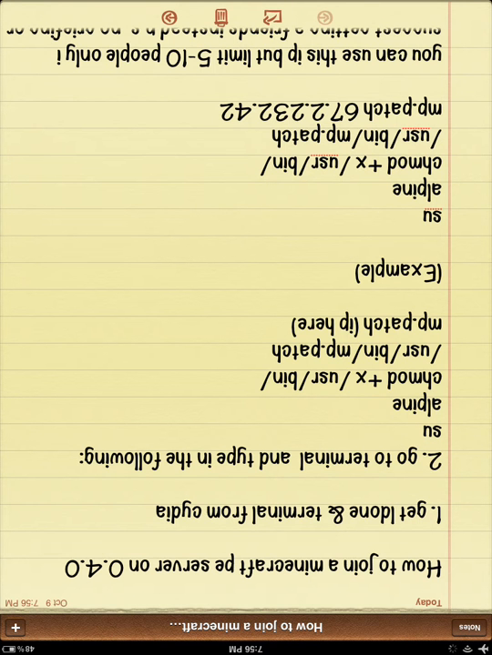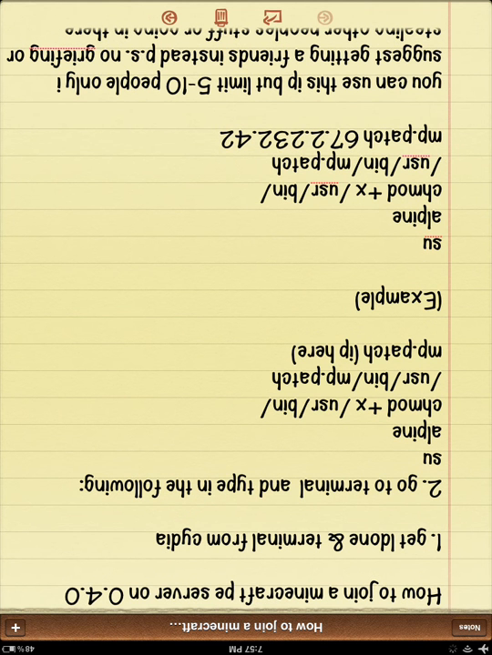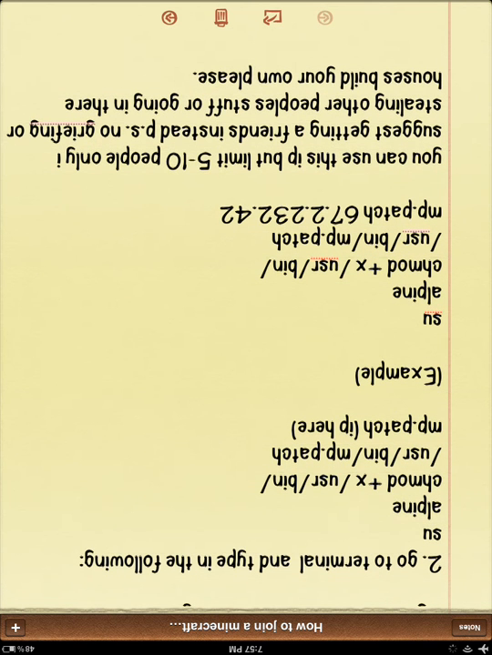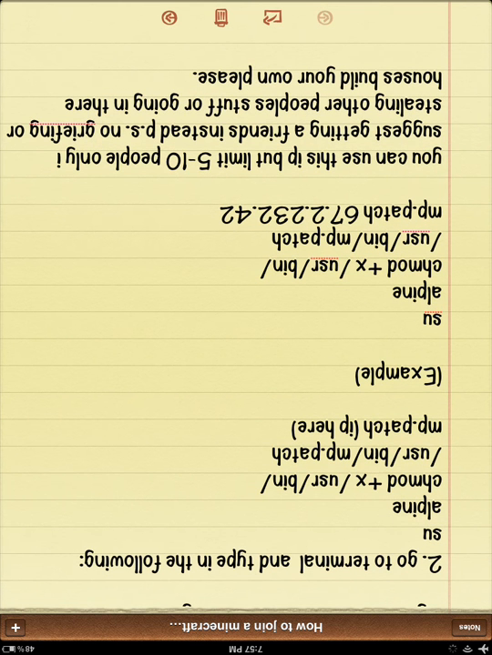Today I'm going to show you how to join a server on Minecraft Pocket Edition, but it's going to be for version 0.4.0, the newest one. So, first thing you need to do is get Eldon and Terminal from Cydia, and do what this tutorial says on here. Go to Terminal and type the following. Then I put a little example down here.